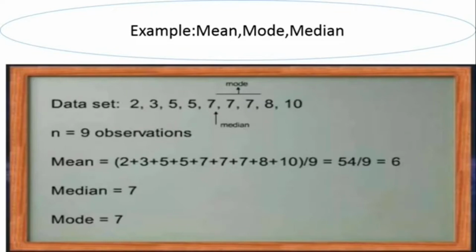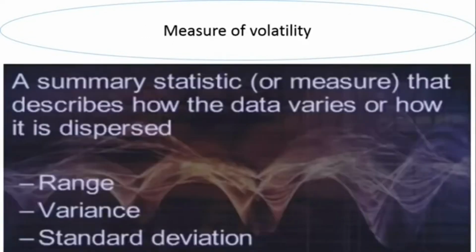The 7 divides our sample into 2 parts: before and after the middle 7, we have the same number of observations, which is 4. So the median is 7. The mode is 7 because 7 has the highest frequency, which is 3. There is no other figure that appears more than 3 times as 7. So the mode is 7.